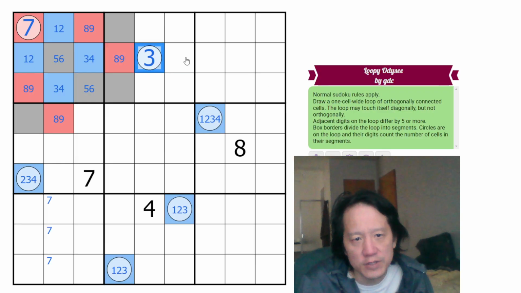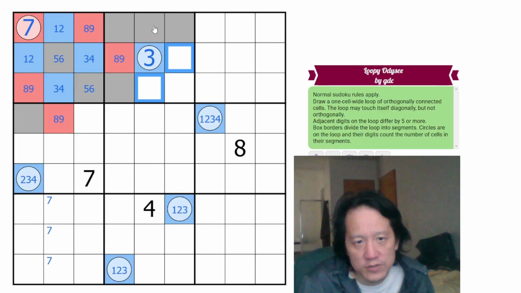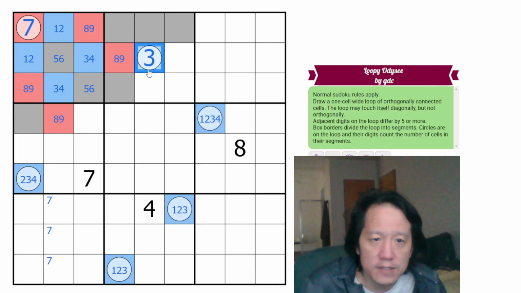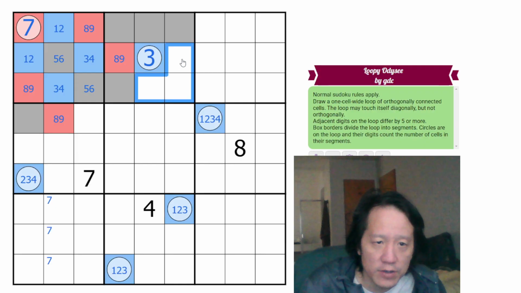So this is 3 then, which means it either goes here or here, and then it goes out. So none of these can be part of the loop, because it must go one of these two, and these are orthogonally adjacent. And it can't go back here or whatever. So this is 3, which means the other 8 or 9 is one of these two. We don't know which. And it cannot go back here because this is only 3. So it's only 3 on these segments. So one of these two is 8 or 9.